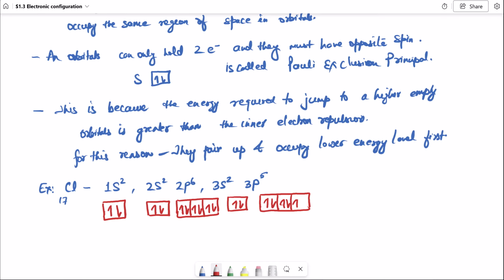So in the next lesson, we will see the electronic configuration of the first 30 elements, and we'll discuss more about it. Till now, that's it.